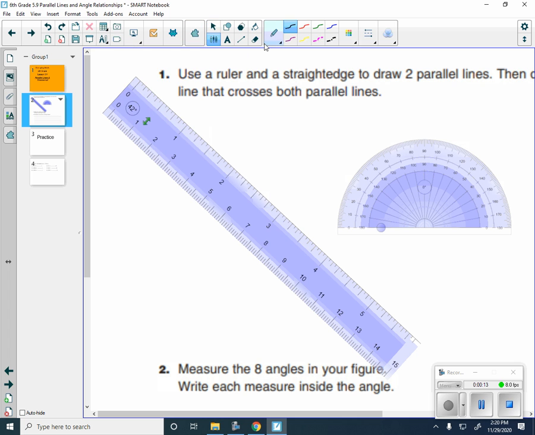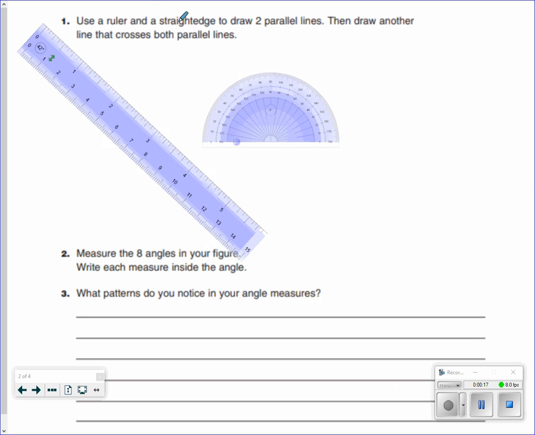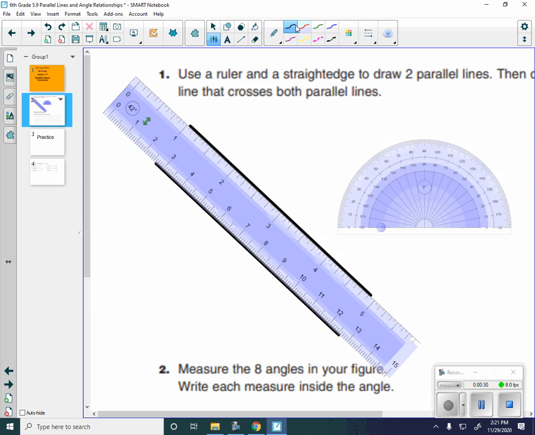So to start off with, we have to follow the directions. It says use a ruler and a straight edge to draw two parallel lines. Then draw another line that crosses both parallel lines. So I'm taking a ruler and I have to make it at an angle. You're going to be doing the same thing in your book. And I have two straight lines here. Okay, that's the first thing I'm going to do.